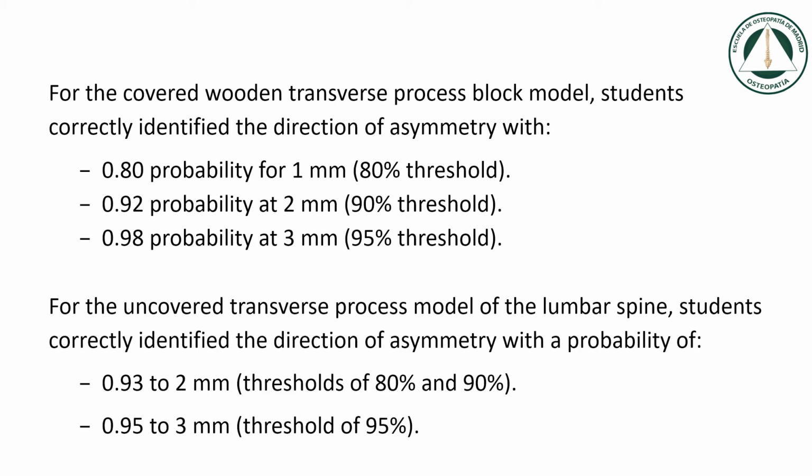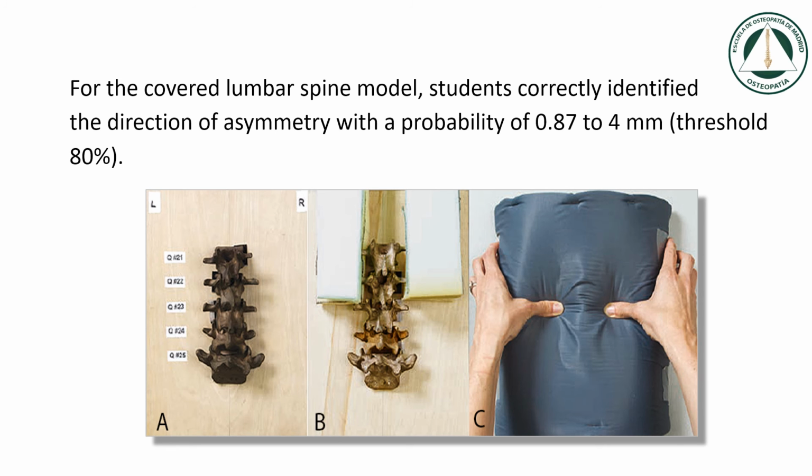For the uncovered transverse process model of the lumbar spine, students correctly identified the direction of asymmetry with a probability of 0.93 to 2 mm, thresholds of 80% and 90%, 0.95 to 3 mm, threshold of 95%. For the covered lumbar spine model, students correctly identified the direction of asymmetry with a probability of 0.87 to 4 mm, threshold 80%.